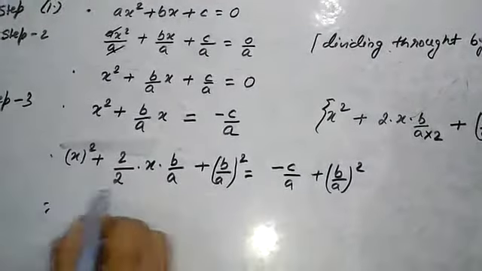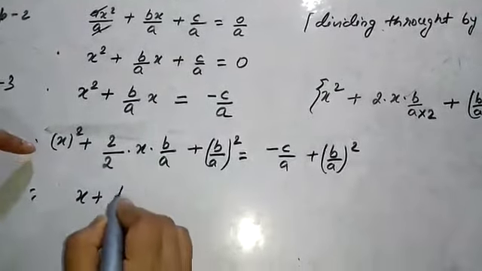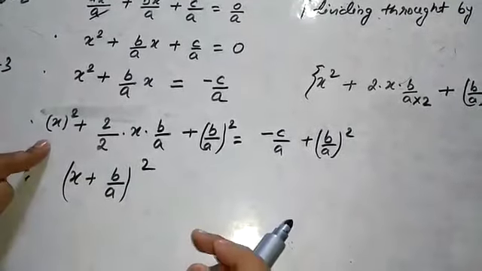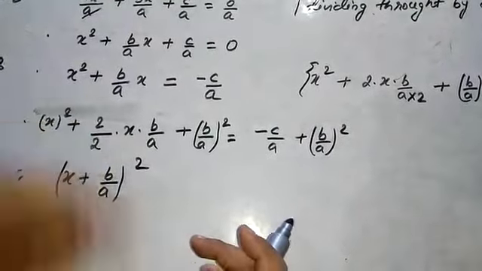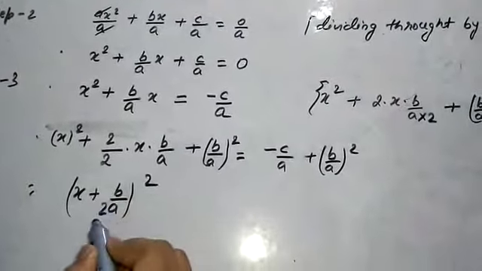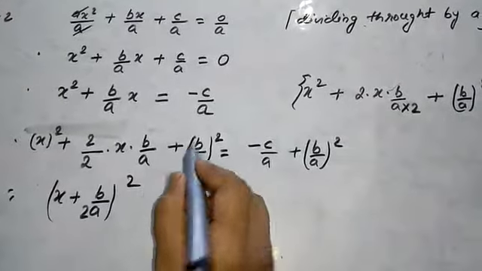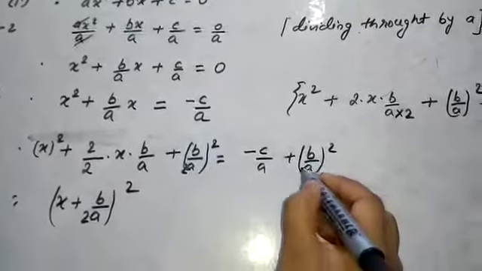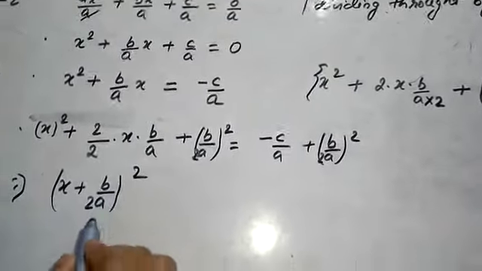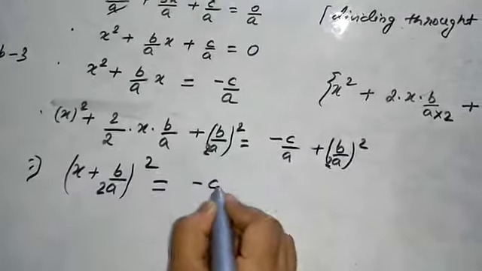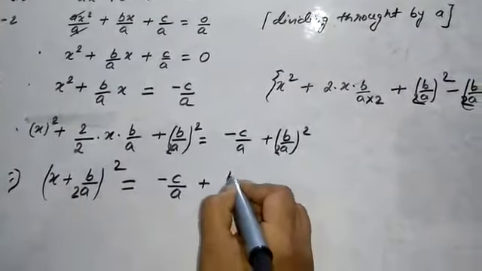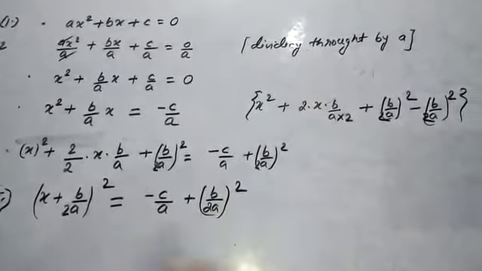Now this can be written as x plus b by a whole square, since it is in the form of a square plus 2ab. Oh wait, see, 2x into b by a. So here we have the denominator 2a, so here we will write b by 2a. So here also we will multiply 2, here also we will multiply 2. So it is in the form of x plus b by 2a whole square equals to minus c by a plus b by 2a whole square.